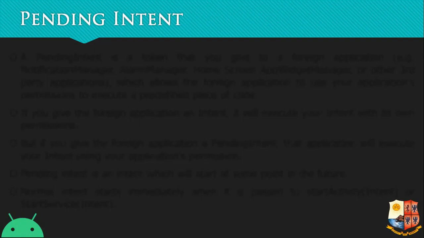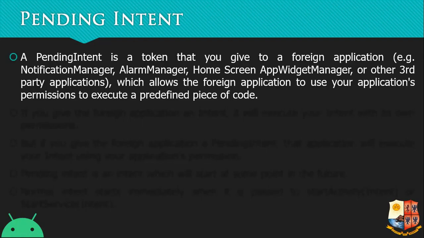All right, but let me go to the technical part. It is a token that you give to a foreign application. Like, if you would like to visit a foreign country, you would have to apply for a visa. What is that visa? The visa is nothing but a token that they give you, a foreigner. You are a foreigner to them, isn't it? So they give you that so that you can access their land. That's what a visa is. Pending intent is somewhat like that.